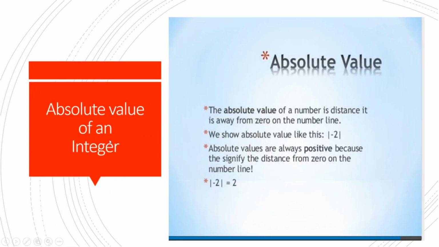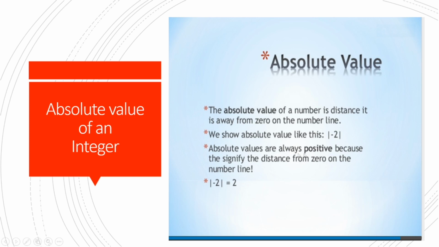Next, absolute value of an integer. The absolute value of a number is the distance it is away from 0 on the number line. We show absolute value like this. This symbol is called the modulus symbol. Absolute value of a number is denoted by this symbol, modulus.